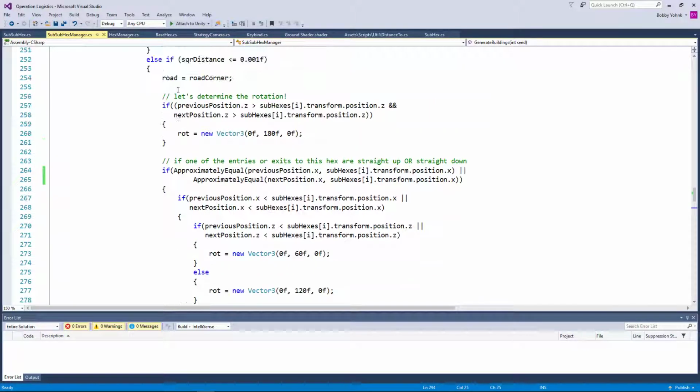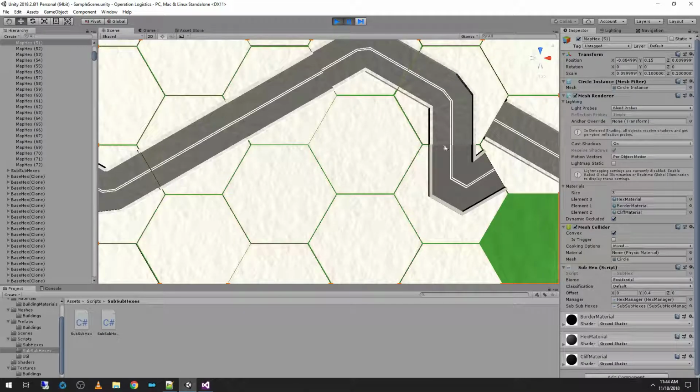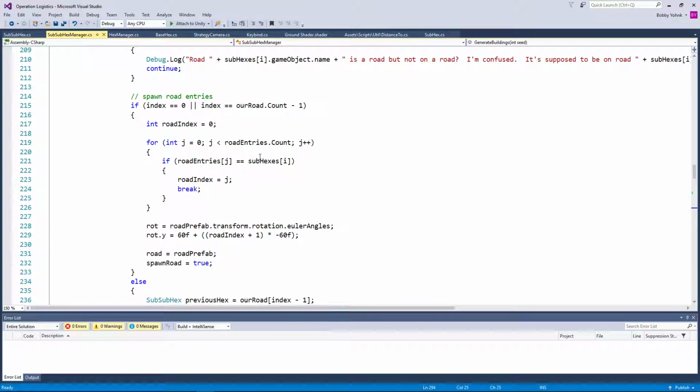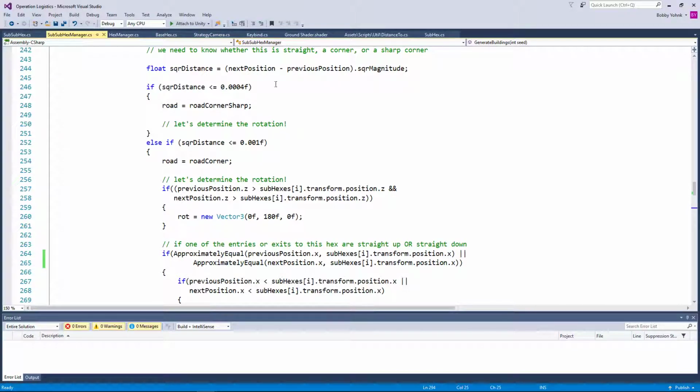So if our square distance is equal... Okay, so we're missing an entire section here. Now, it does bear noting that this here is a sharp corner, and we're not actually rotating sharp corners that I know of yet. Okay, let's see here. Yeah, this is a sharp corner here, and we'd need to determine the rotation there.